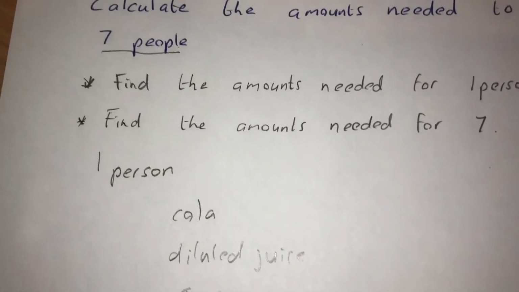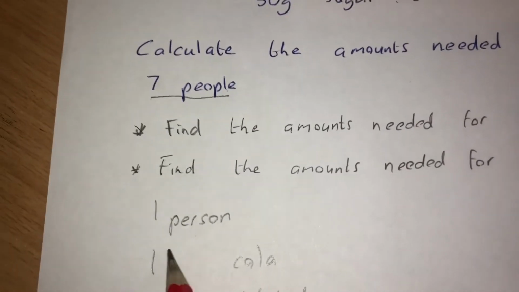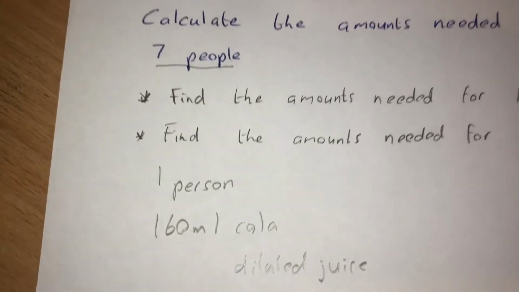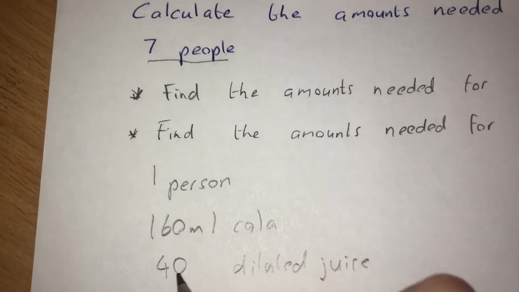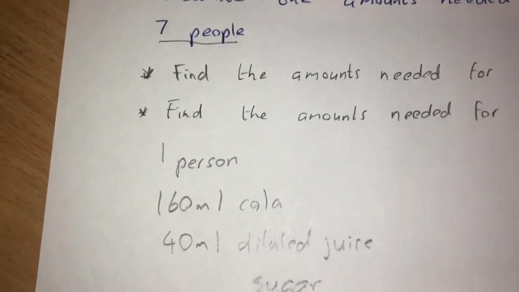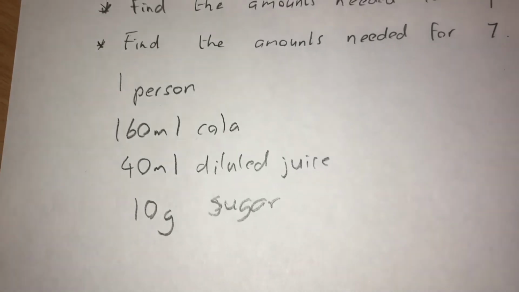800 divided by 5 gives me 160. So 160 milliliters of cola. 200 divided by 5 is 40. So 40 milliliters of diluted juice. And 50 divided by 5 is just 10. So 10 grams of sugar.